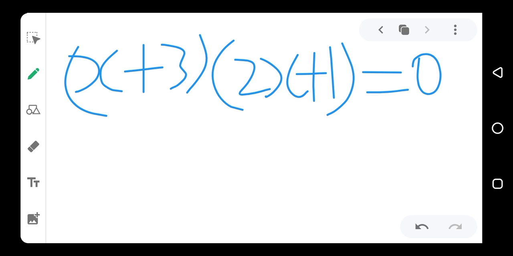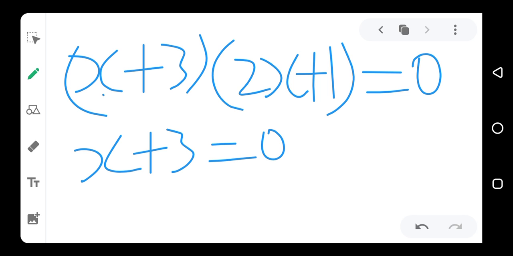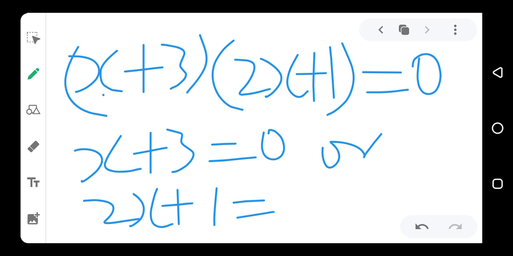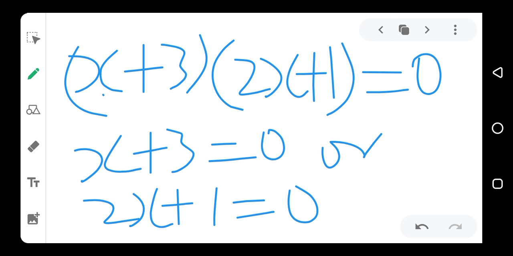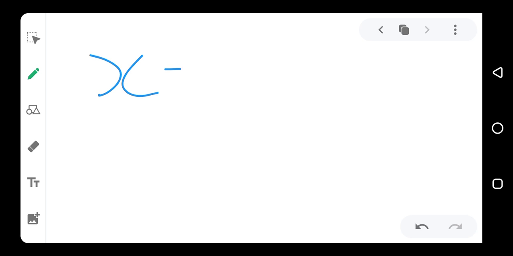So here it is either x plus 3 is equal to 0 or 2x plus 1 is equal to 0. In the first case, if x plus 3 is equal to 0, it means that x is equal to minus 3.